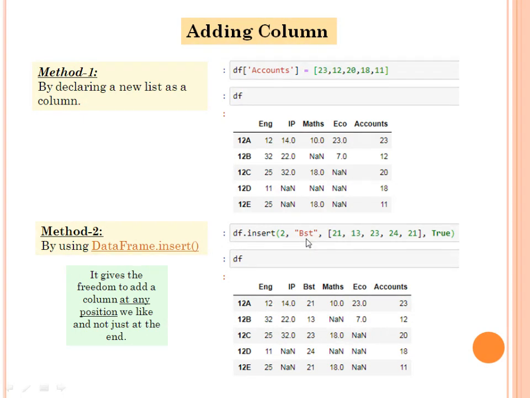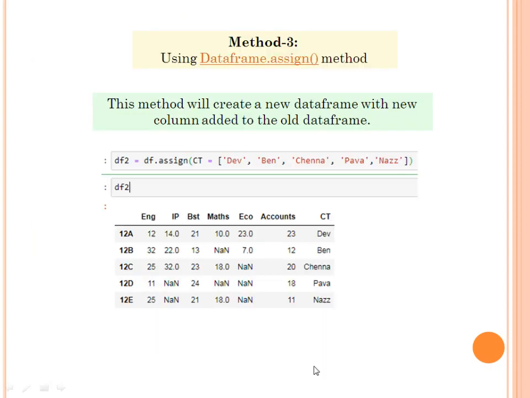BST is my new column, and this is the number of students in each section, and this True helps in making the changes permanent. Clear? So here it goes, and the output is like this. Okay, BST on the second position. So move ahead and see method 3.